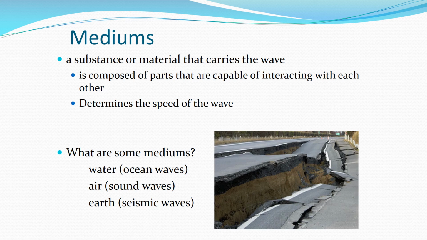So in a physical wave, that means that the atoms of the medium are bumping against each other, and those bumps create a chain reaction. You can think of a Newton's cradle or a domino effect. One domino knocks into another domino, knocks into another domino, and the wave essentially of those dominoes moves down the line. And the medium is going to determine the speed of the wave.